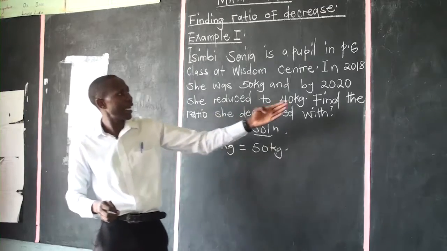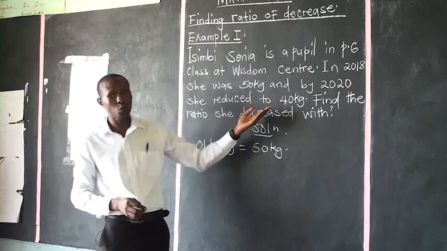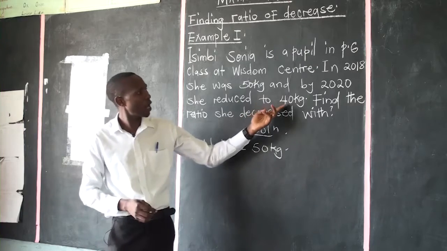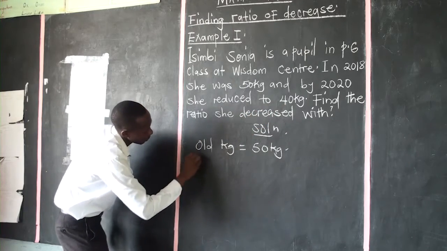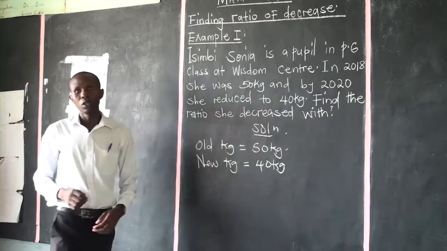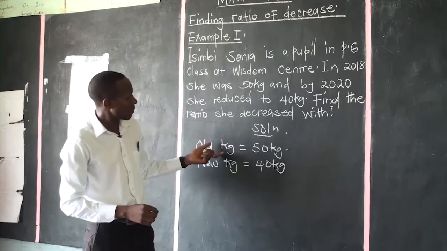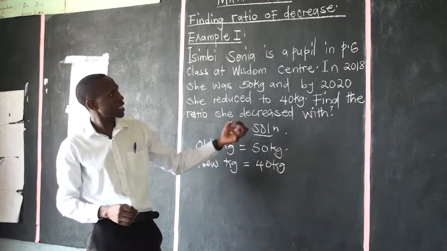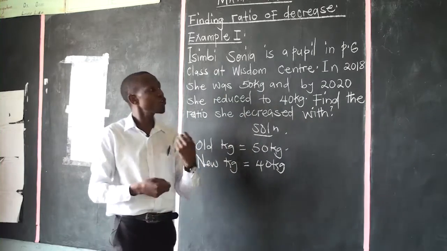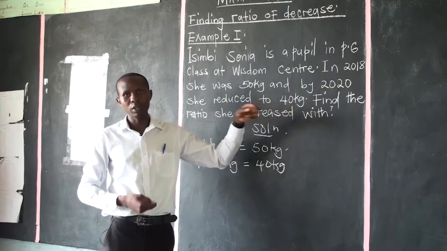That was 2018. But later on, in 2020, she reduced her kilograms. We think maybe because she was overeating, so her kilograms went down. She reduced by some 10 kilograms. And now our new kilograms will become 40. New kilograms is equal to 40. So 50 kilograms is the old quantity because it is what she had earlier in 2018. But when you come to 2020, that's a new year with the new weight. Now the new weight becomes 40. That is now our new weight.